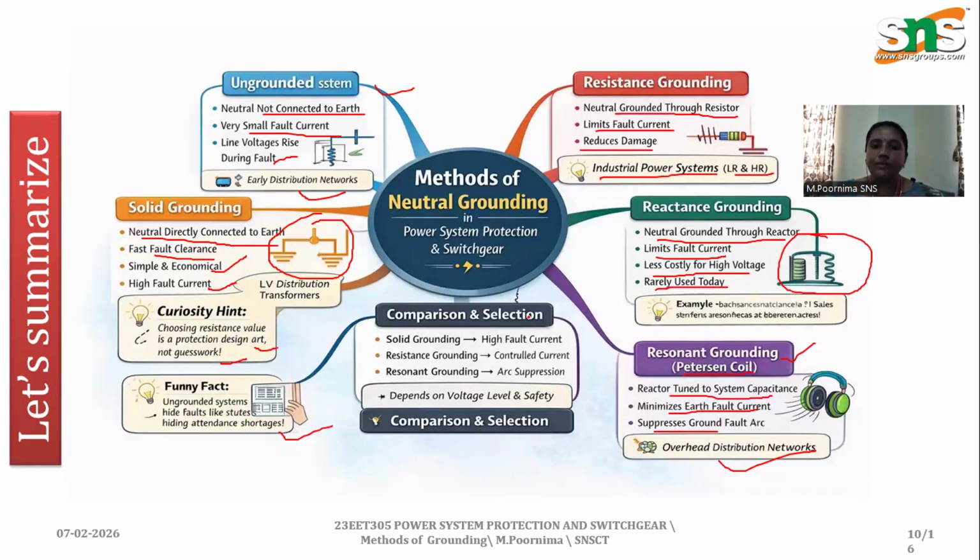Now coming to the comparison and selection. Solid grounding is for high fault current, resistance grounding is for controlling current, and resonant grounding is for arc suspension. Depending on the voltage level and safety, we can select the type. For high fault current, solid grounding is better. For controlling fault current, resistance grounding is best, and for arc suspension, resonant grounding is best.